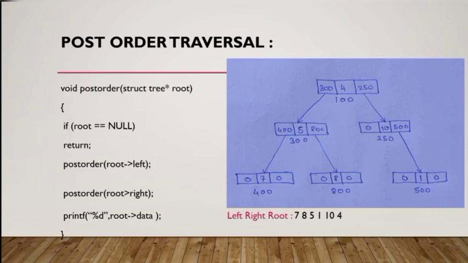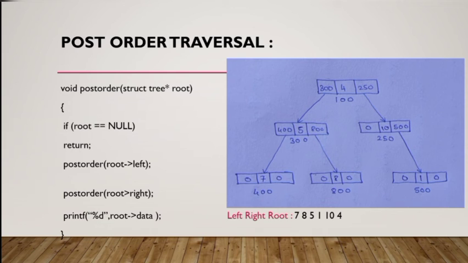Postorder traversal. Here is the same binary tree. We are going to write a program to print the postorder traversal for the binary tree. Void postorder, struct tree star root. Now root value's address is passed as input of the function. 100 is passed. If root equal to null, no. Postorder of root of left, 100's left is 300.